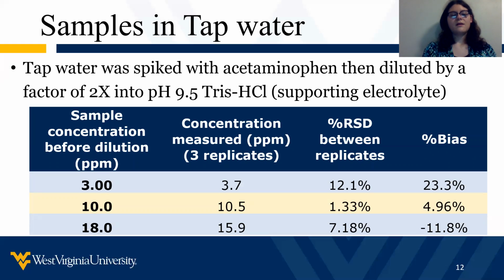So we did that, and the 10 part per million, which ended up right in the middle of our linear range at 5 parts per million after dilution, gave the best results, whereas the high and the low concentrations gave more bias and more variability.